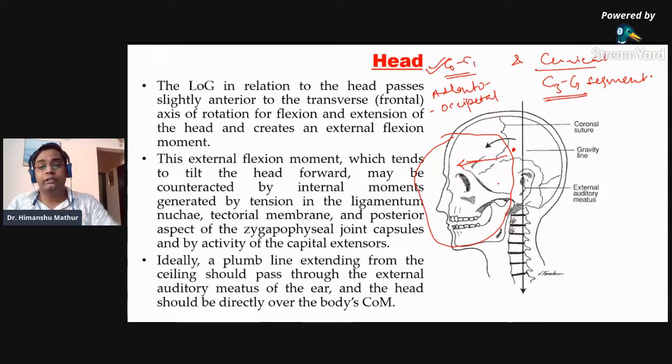So, talking about the atlanto-occipital joint, the muscles which act here are rectus capitis posterior major, rectus capitis posterior minor, both the obliques, rectus capitis obliquus superior and inferior. There can be the rectus capitis lateralis muscle as well.